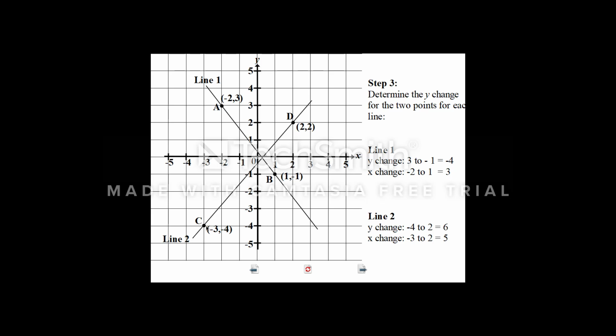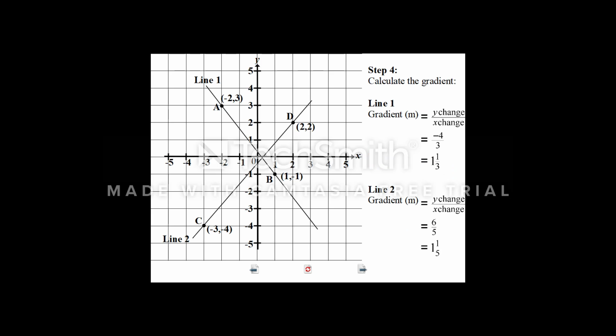So we're starting here. Y change comes first. We are on -4. We're going up as the line is sloping upwards to 2. So from -4 to 2, it's going up 6. And then x is going from -3 to 2. That's a change of 5 units. So we have 6 and 5. And then we use those measurements to find the gradient.